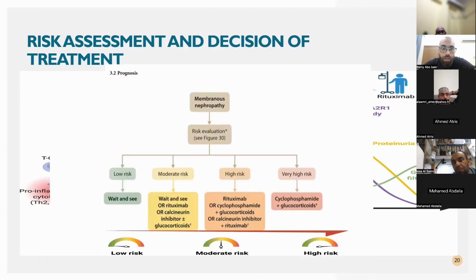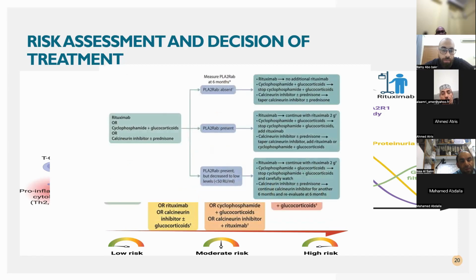Also, regarding treatment, after you subdivide your patients according to risk into low risk, moderate risk, high risk, and very high risk, you can consider wait and see for low risk patients. You can consider rituximab and calcineurin inhibitor for moderate or high risk patients, and you can consider cyclophosphamide or the Ponticelli regimen for high risk and very high risk patients.